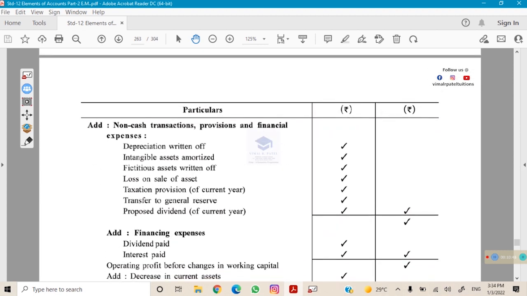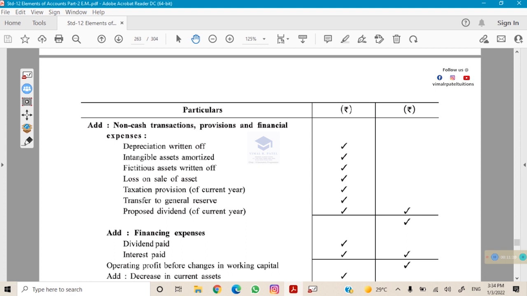Then non-cash transaction, provision and financial expense. These are the expenses which are of non-cash transaction, which you don't have to pay in cash. Depreciation written off, intangible asset amortized, fictitious asset written off, loss on sale of asset, taxes and provision, transfer to general reserve, proposed dividend. Proposed dividend means dividend which is declared but not paid. Basically, the company at the end of the year will propose the dividend for the year, which will be paid in the next year.